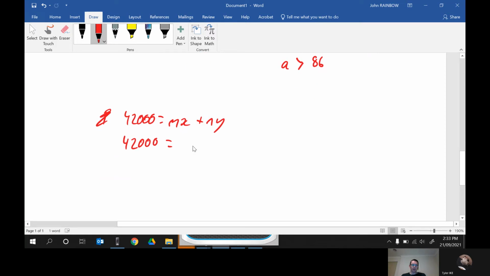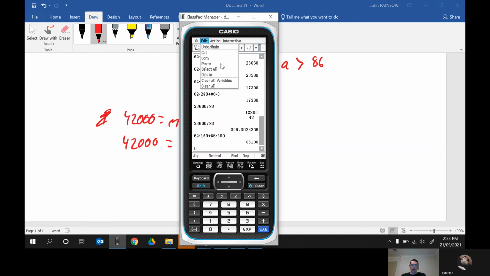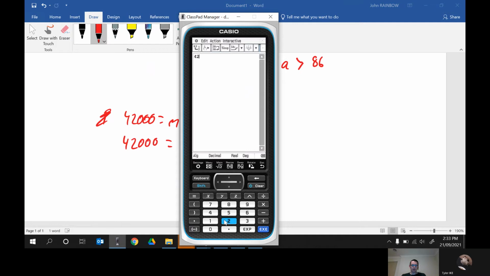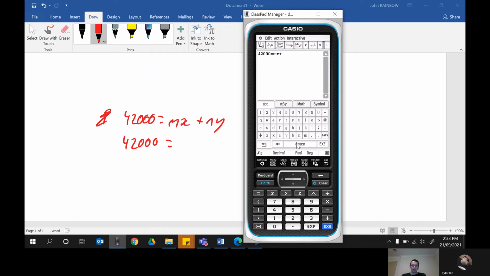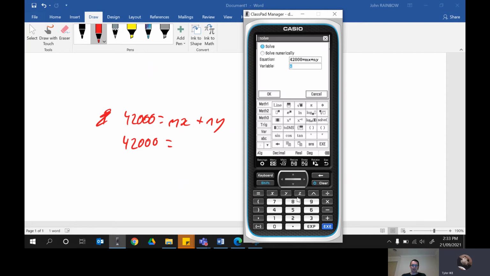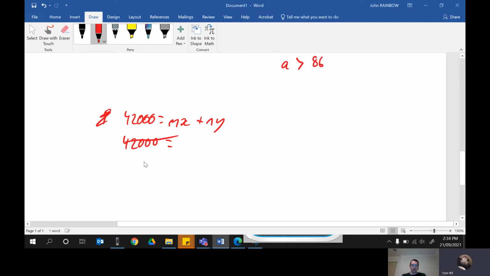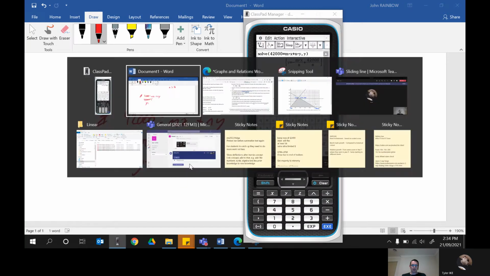Let's just rearrange it in terms of Y. I was going to substitute in a value for X, but then we'd lose the gradient. When the gradient equals negative one, we've got to rearrange this for Y. So you can literally just do here, 42,000 equals MX plus NY. Why would you do it in your head when we can just do it without thinking and make fewer mistakes? So Y equals MX on N.